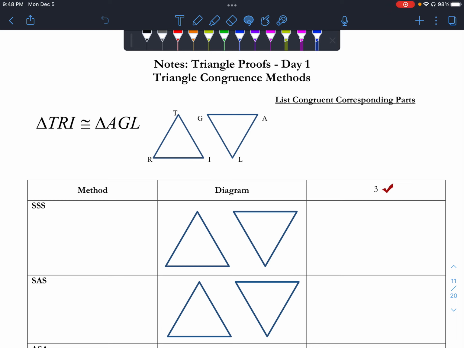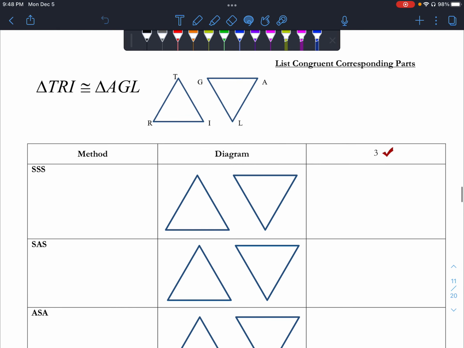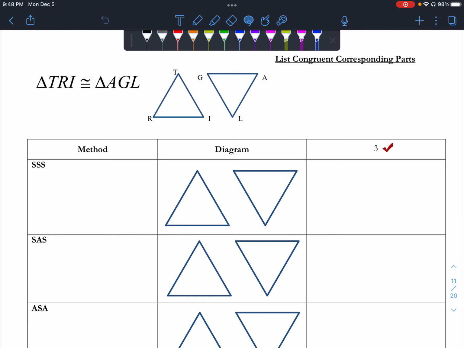We're going to go through the triangle proofs day number 1. This is all about proving triangles congruent again and some of the faster ways that we can do that. And with this, a lot of these names and methods you have actually already been introduced to. They are just slightly used differently.